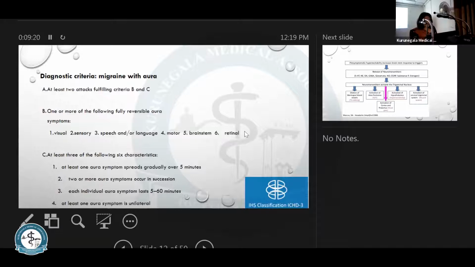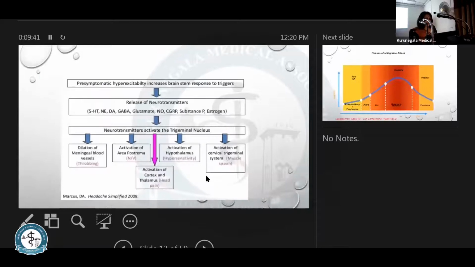At least one aura symptom should be unilateral, and all these conditions, the presence of aura and the headache, cannot be described by any other headache diagnosis according to their criteria.